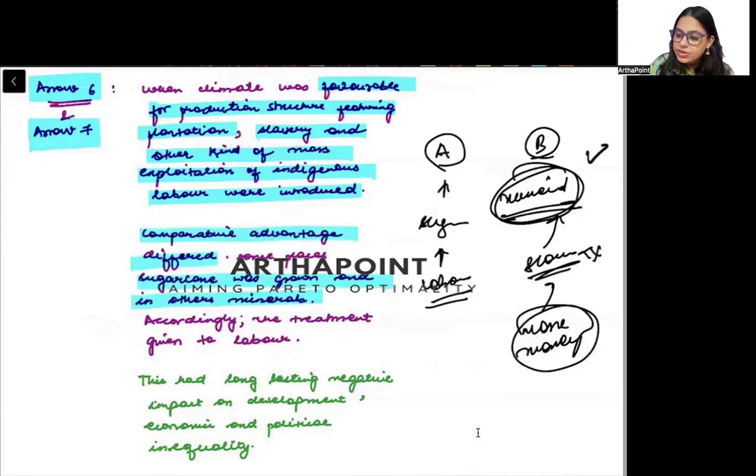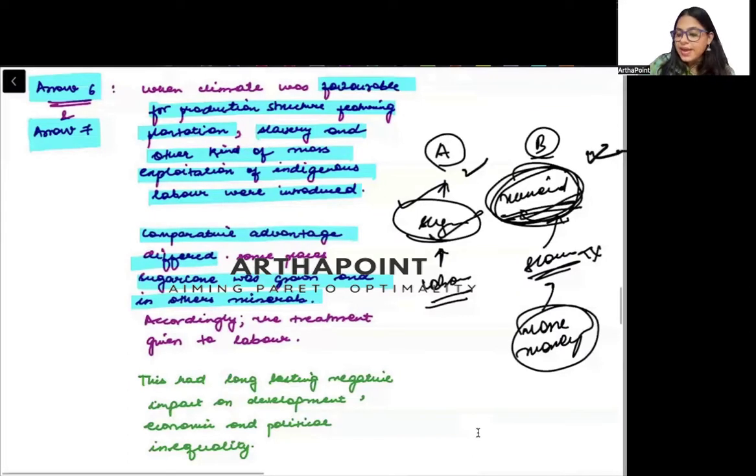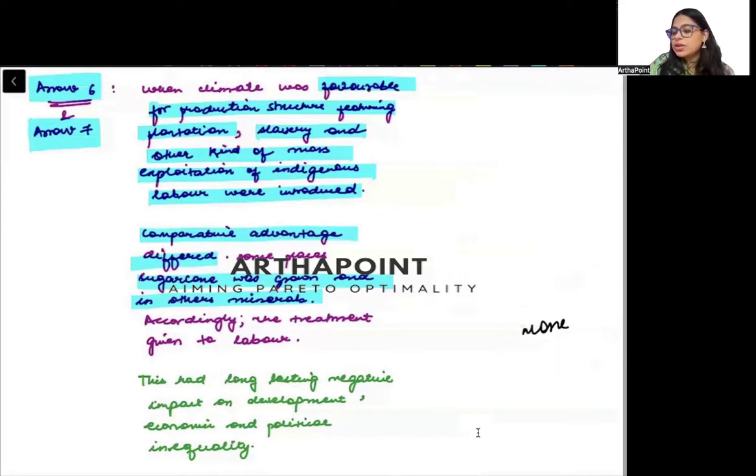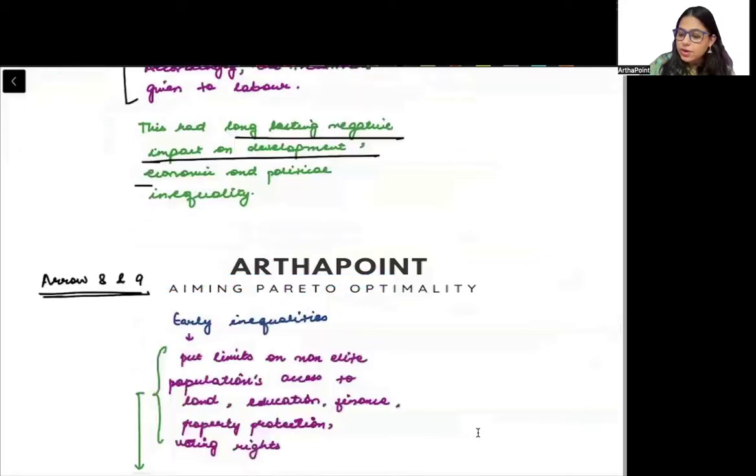So the kind of treatment that labor got in situation A and B is different. And it depends on what kind of goods are produced in that country, which depends on their geographies, right? So comparative advantage means that each country had a different good that they were producing. Depending on the kind of good that they were producing, each country had different ways in which the labor was getting treated. Okay. This had a long-lasting negative impact on development, economic and political inequality.